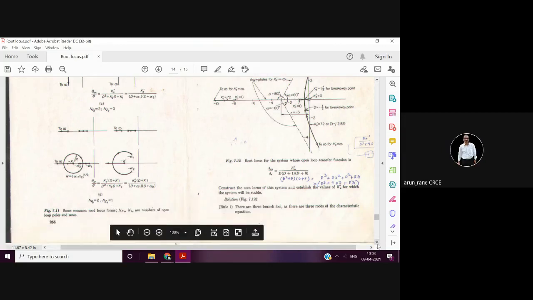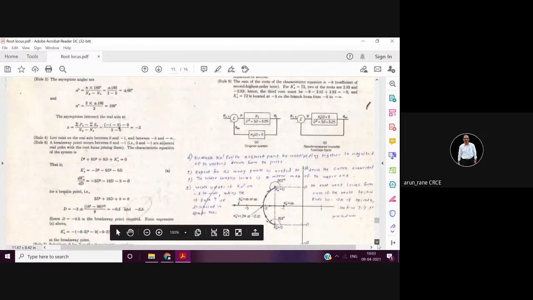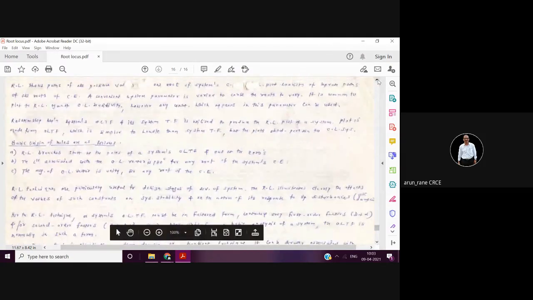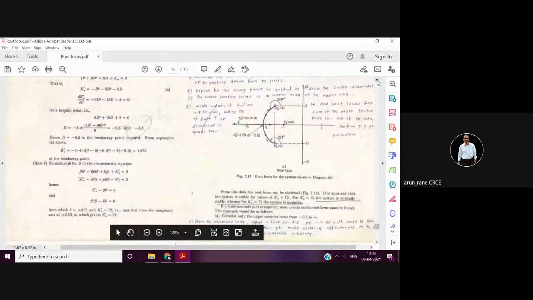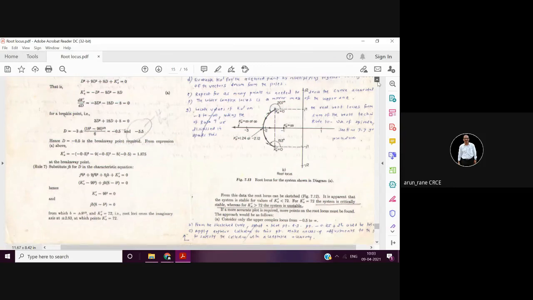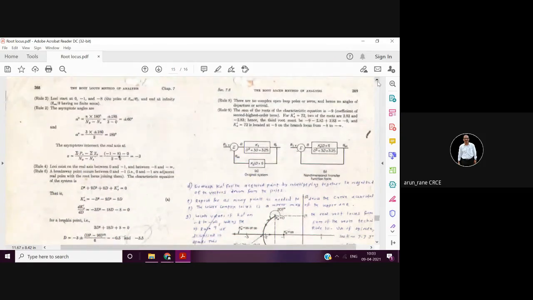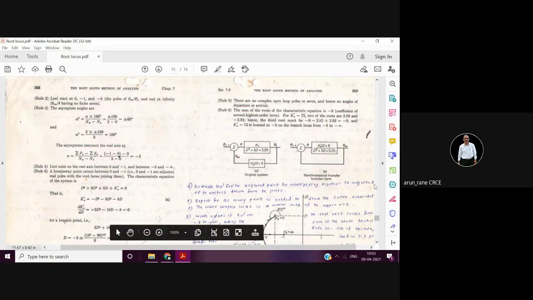So this is how you complete the root locus for this particular example. We have not taken any complex pole or complex zero, because for this particular example there is no complex pole or zero. So rule number 8 is not applicable. There are no complex open loop poles or zeros. So rule number 8 is not applicable, and rule number 9 and 10 you can ignore.